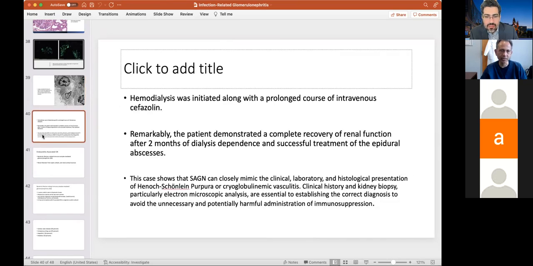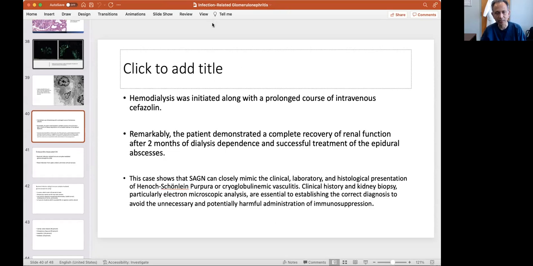So this patient had renal failure. He was started on dialysis, but after a couple of months of treatment of his epidural abscess, he improved. So basically, Staph aureus associated GN can also present with some rashes, and that can be misdiagnosed or look like IgA nephropathy or cryoglobulinemia or vasculitis. Just a point: biopsy helps in this case also. Okay, next slide.